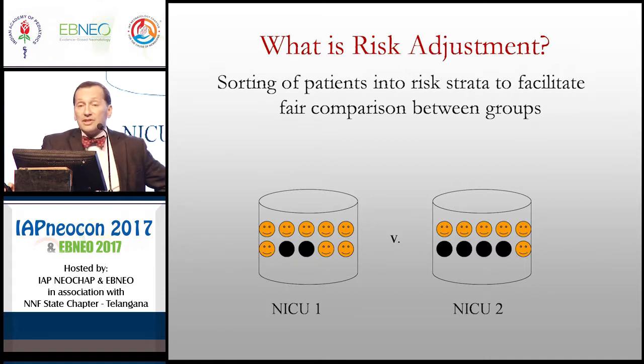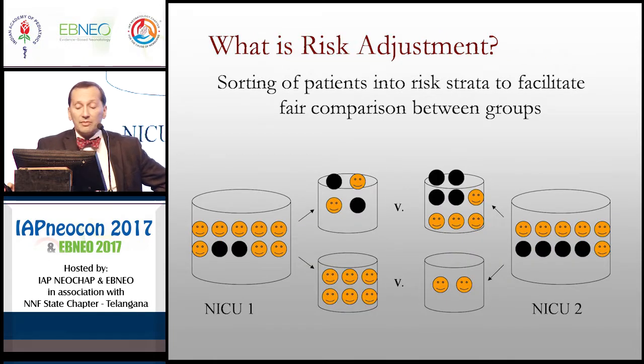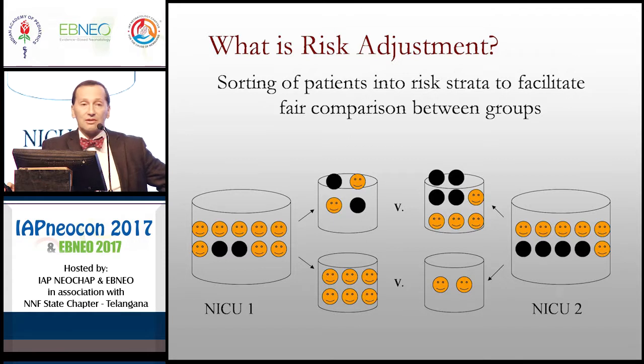But then if we take those infants and we split them out, maybe according to gestational age or birth weight, maybe we say that amongst infants who are less than 1,500 grams, we have a 50% mortality or 50% bad outcome rate in NICU 1 and a 50% bad outcome rate in NICU 2, and amongst the larger infants, there's a 0% outcome rate.